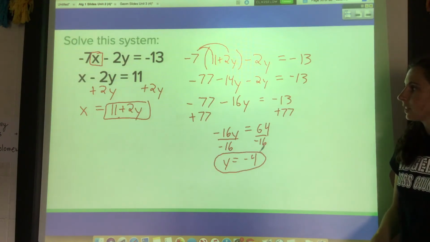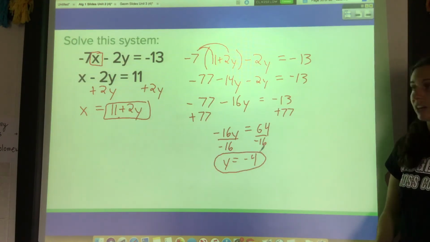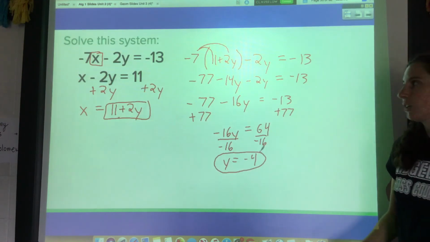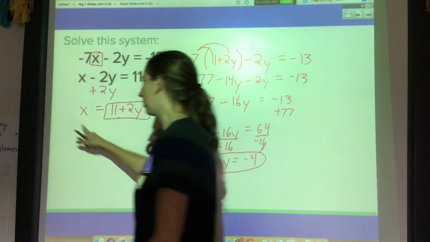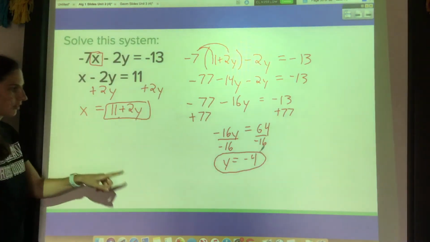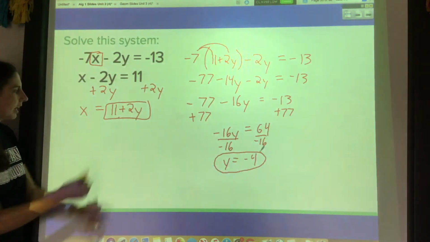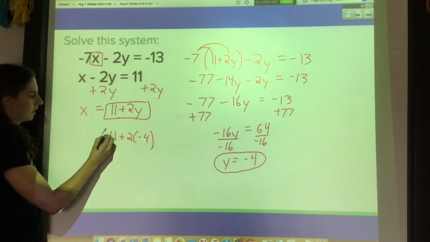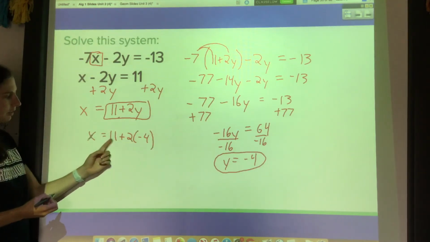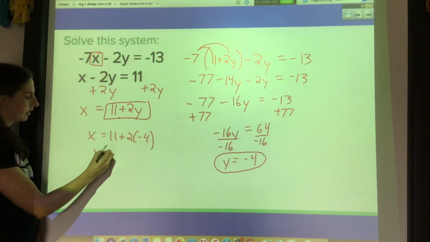Okay, now that I have y, I need to go back and find x. At this point, you can use this equation, or this equation, and in fact, this one's probably going to be the easiest, because if you just put in -4 for y, it'll spit out x for you. So 11 minus 8 would be 3.